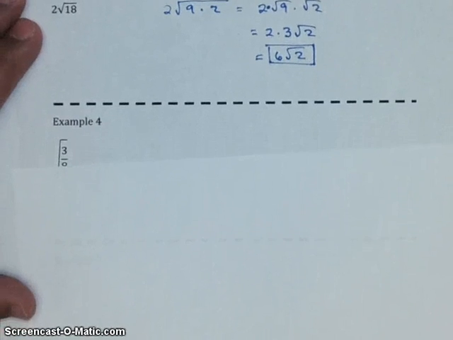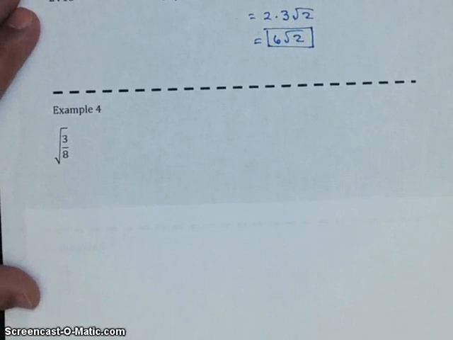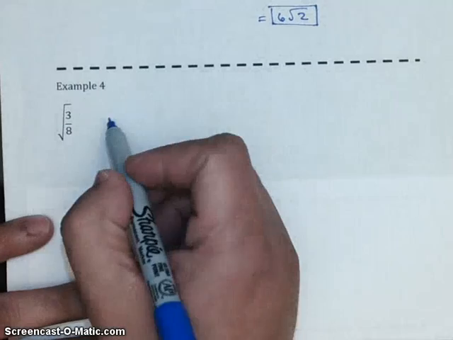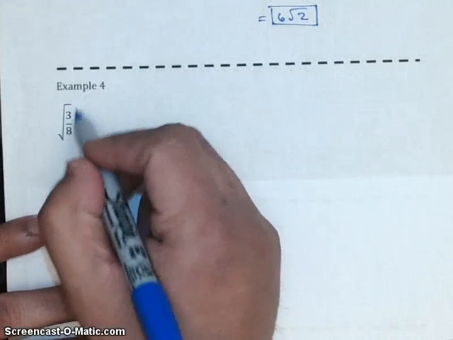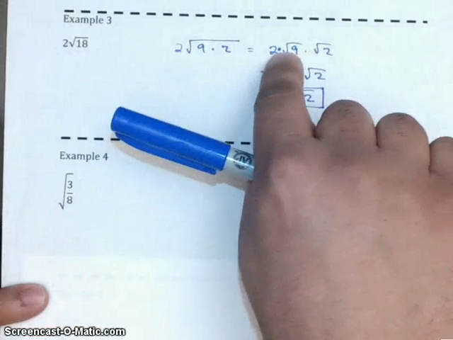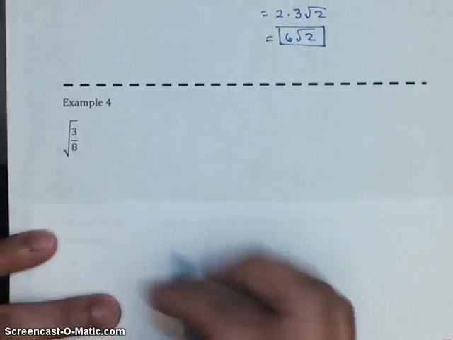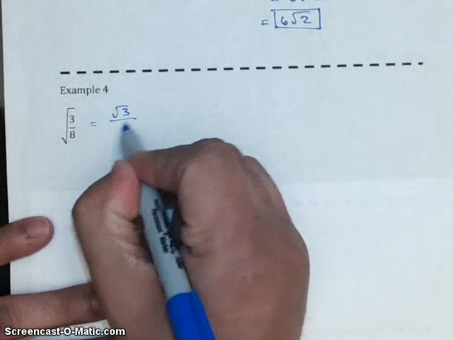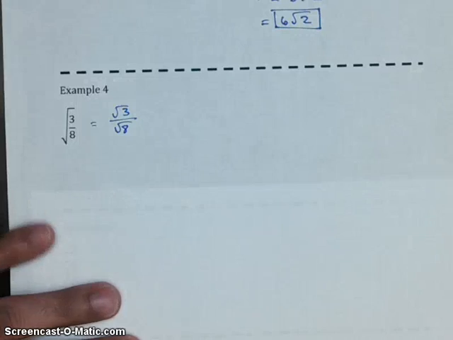Alright, next, example 4. Now we get into the fractions, where there's fractions in here. Kind of like this, where I can break it up into square root of 9 times the square root of 2. I can separate this into the square root of 3 over the square root of 8.